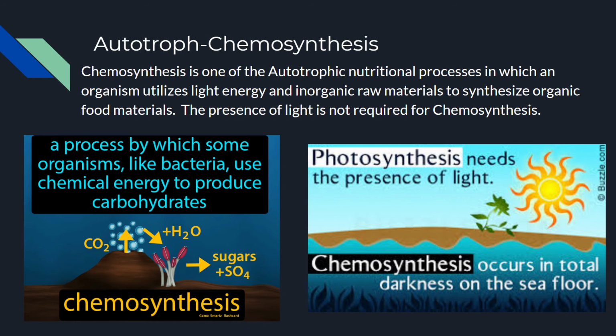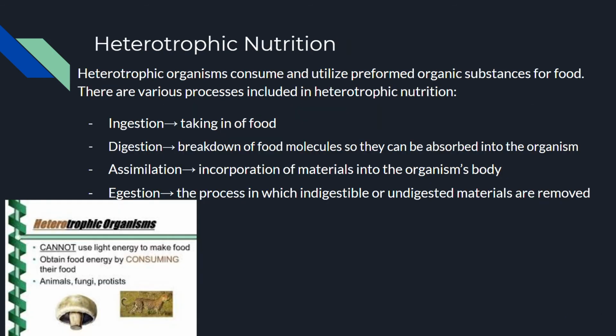We're going to be very brief. Heterotrophic nutrition. Heterotrophic organisms consume and utilize preformed organic substances for food. As we said before, they don't make their own food. So they consume organic substances which have been made by autotrophs already.